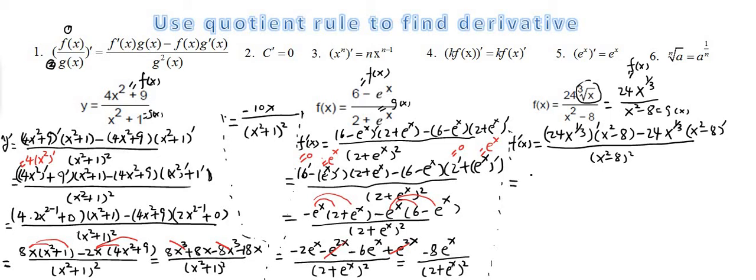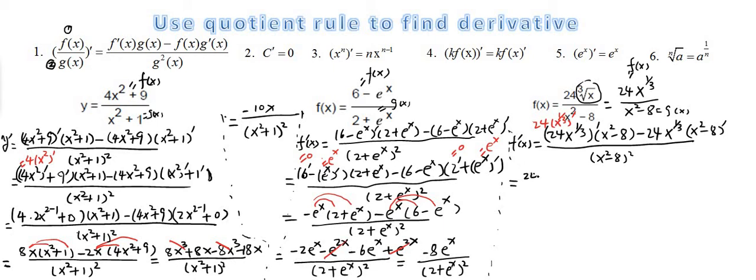Okay, and we can see here we can apply the constant multiple rule, right? Because here is 24, so we have the derivative of 24x to the power 1/3. And here we can apply the difference rule. For the derivative of these two terms, we're going to take the derivative of each term. Okay, so we can simplify it.